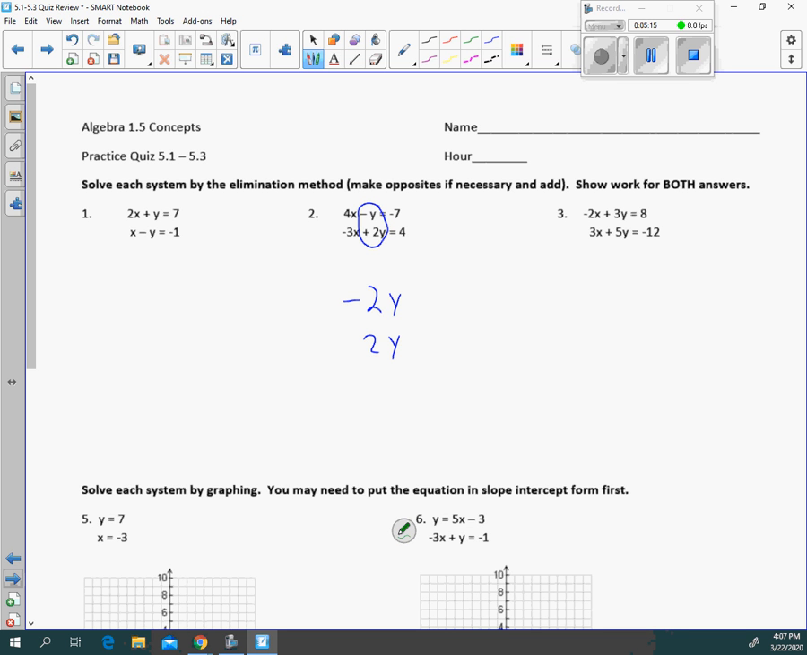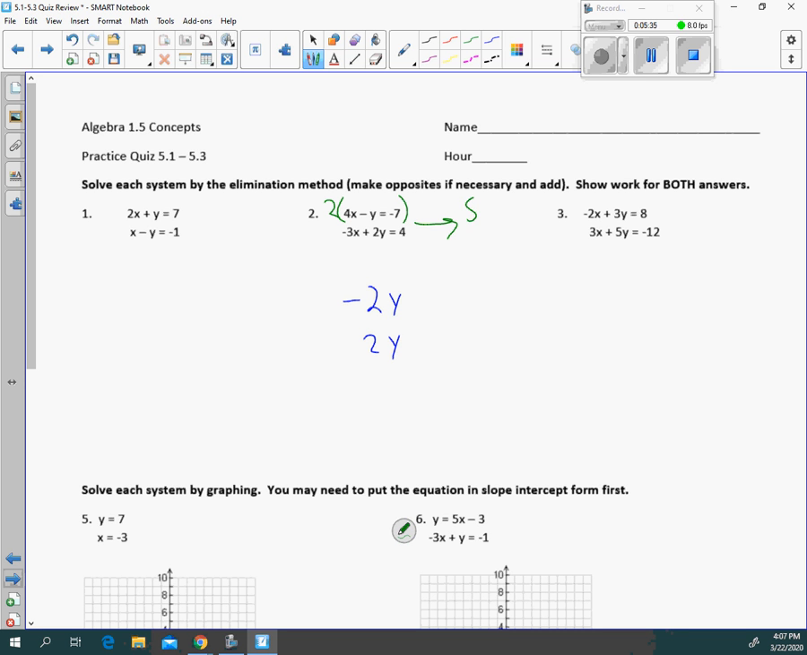So what do I need to do to make this negative 2? I just need to multiply it by 2. So that's what I'm going to do. I'm going to keep that negative 2y in there just for our reference on what our goal is. Our goal is to make that negative 2y, so therefore I'm going to multiply it by that.